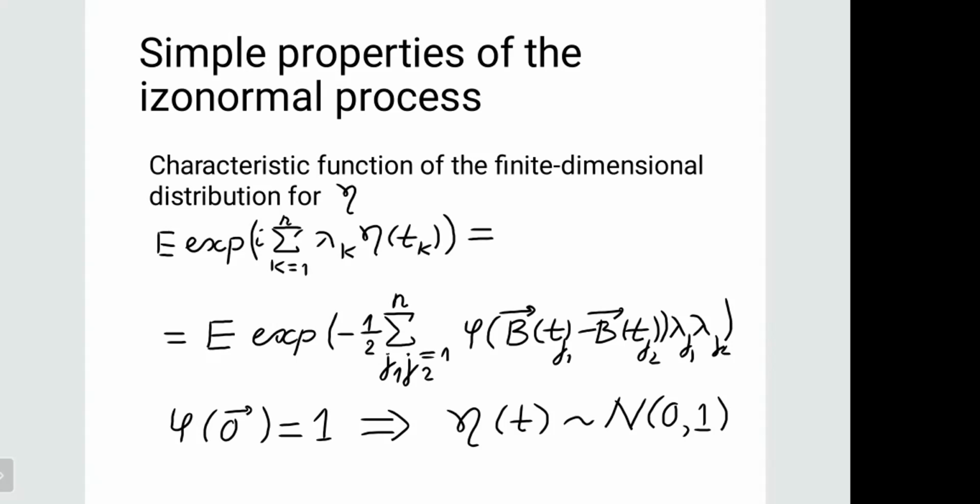On the other hand, if we have n bigger than 1, we see that we just integrate this expression, this quadratic form in the exponent, with respect to the distribution of increments of Brownian motion. So we get a non-Gaussian answer.